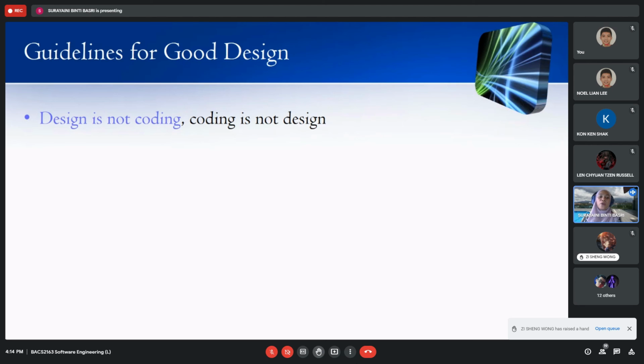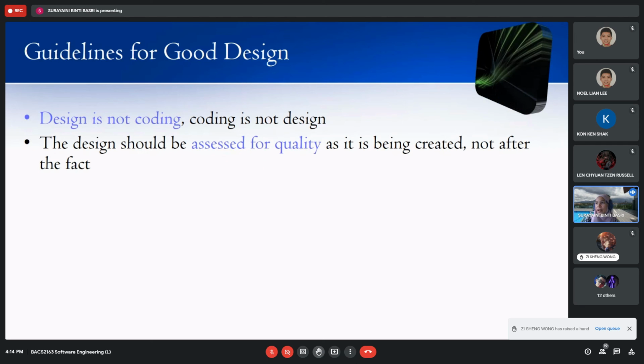And then when you do the coding, you no longer need to do the design, because in the coding you only need to walk the talk. Whatever you design, you need to implement it.